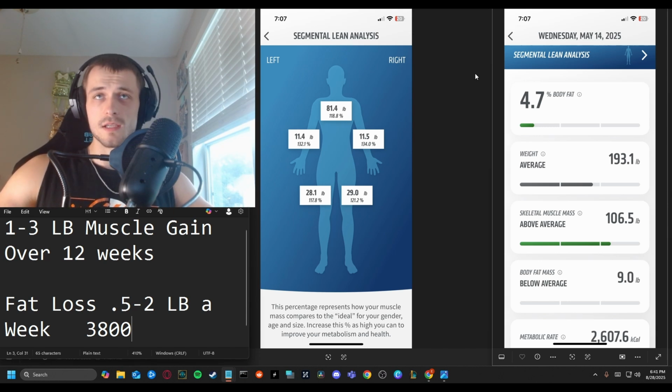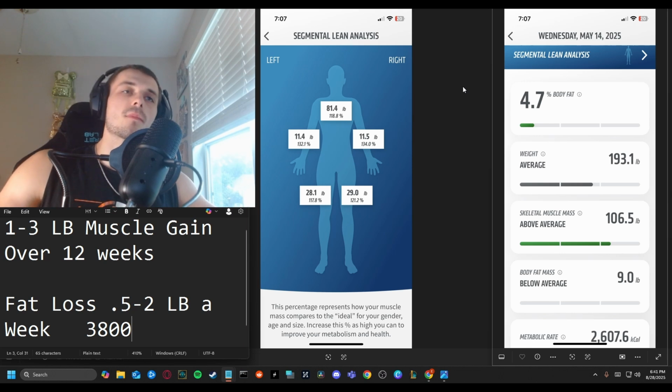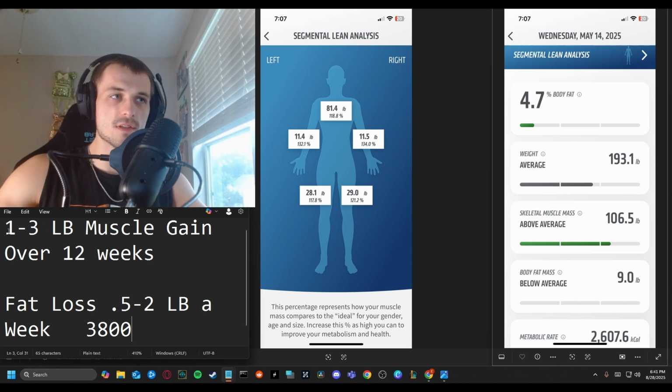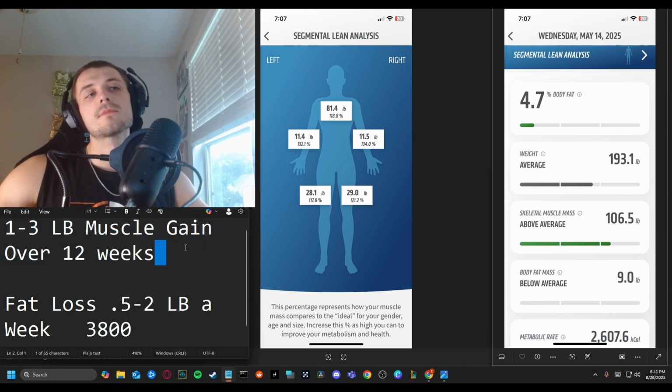Also, keep in mind everything in the InBody scan is an estimate. Other than that, that's all I got for the breakdown of an InBody scan. Let me know if you guys have any questions down in the comments below. Also, with the muscle gain, it is implied that you are working out hard to gain muscle. You're not going to gain the muscle without working out with the weights and all that.